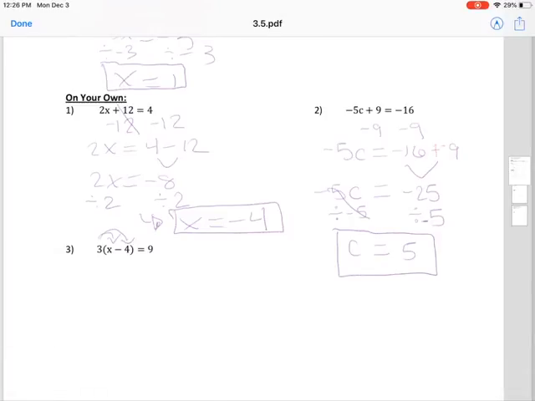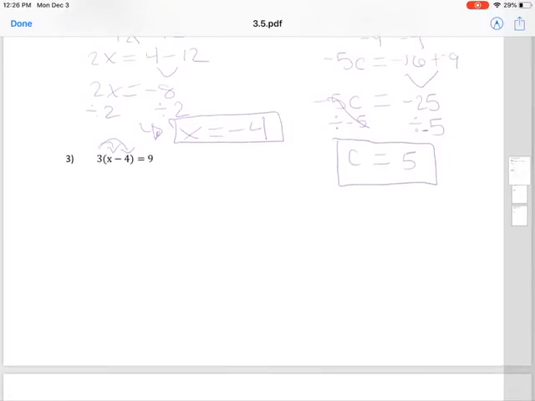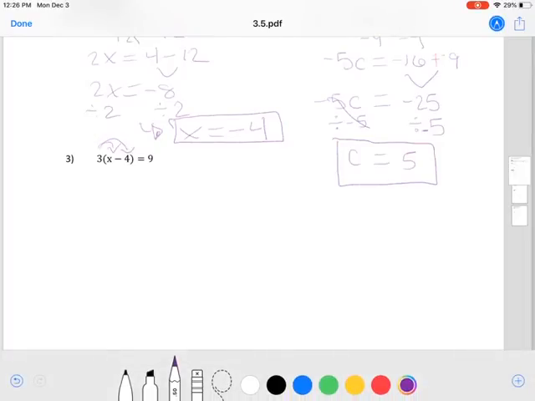All right, I hope you guys got those two right. Let's try number 3. 3 times x minus 4 equals 9. So first I have to distribute. So to distribute the 3 into the parentheses, I'm going to have 3 times x, or 3x, minus 3 times 4, which is 12, equals 9. So that's what we get if you distribute. So hopefully you guys got that correct.